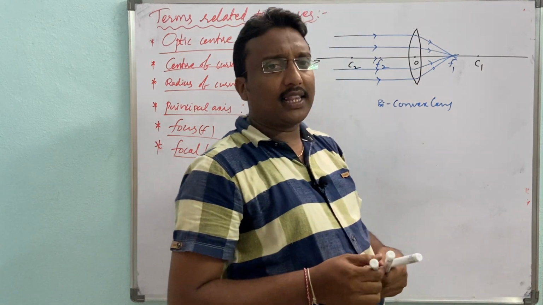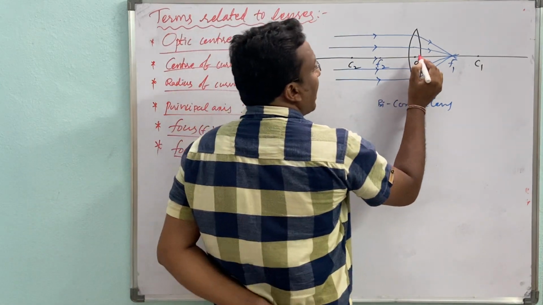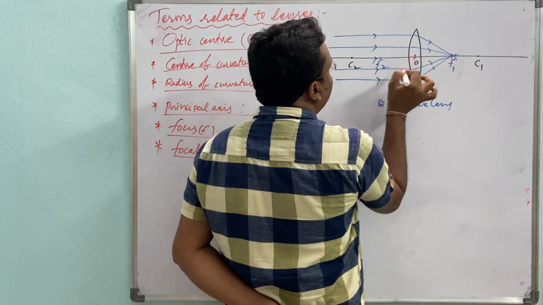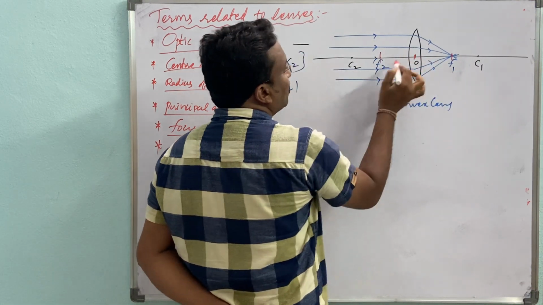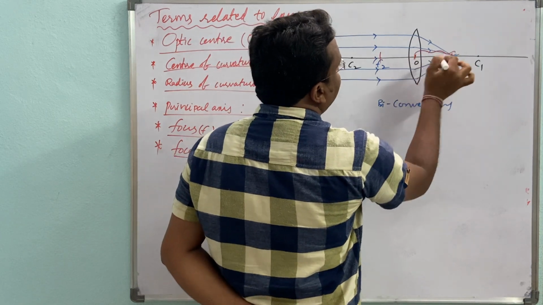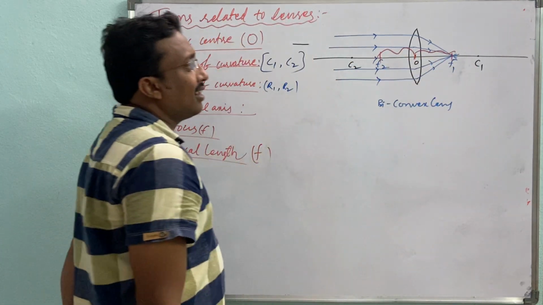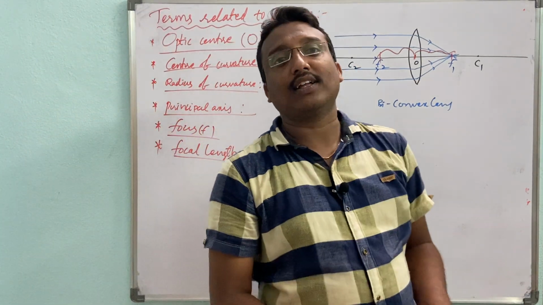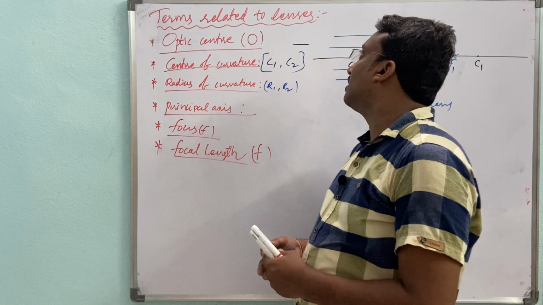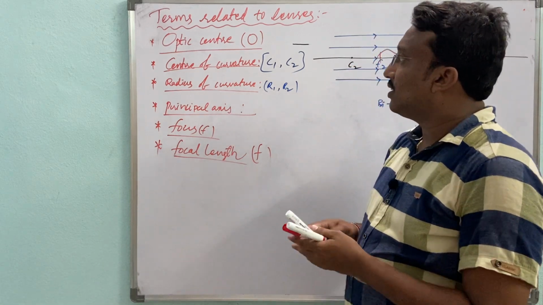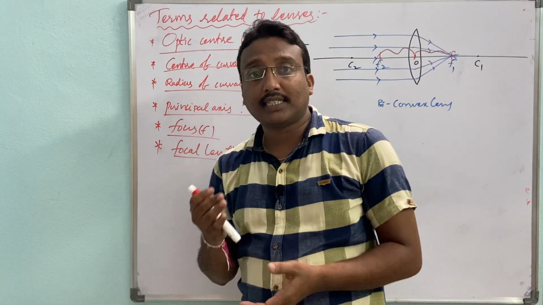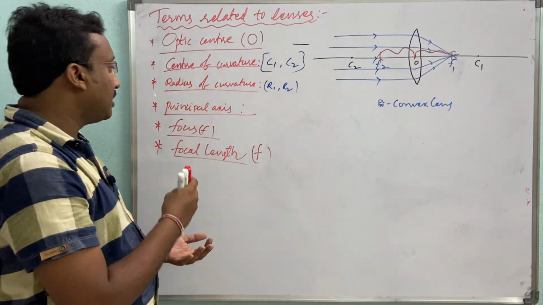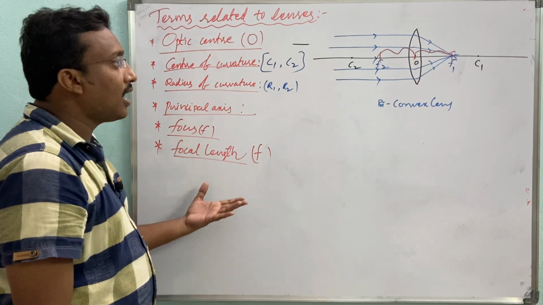What is focal length? Very simple. The distance between optic center to the focus, optic center to focus, is called focal length. Got it? These are the terms related to the lens. Here, optic center, center of curvature, radius of curvature, principal axis, focus, and focal length.